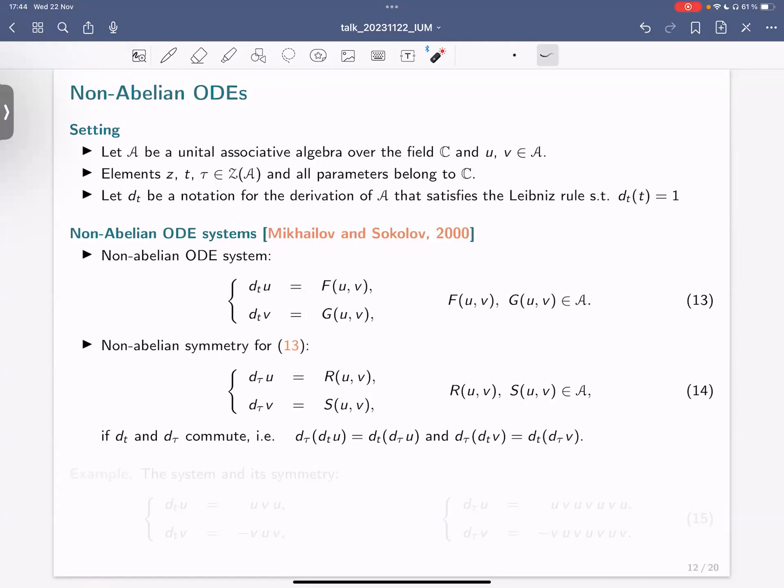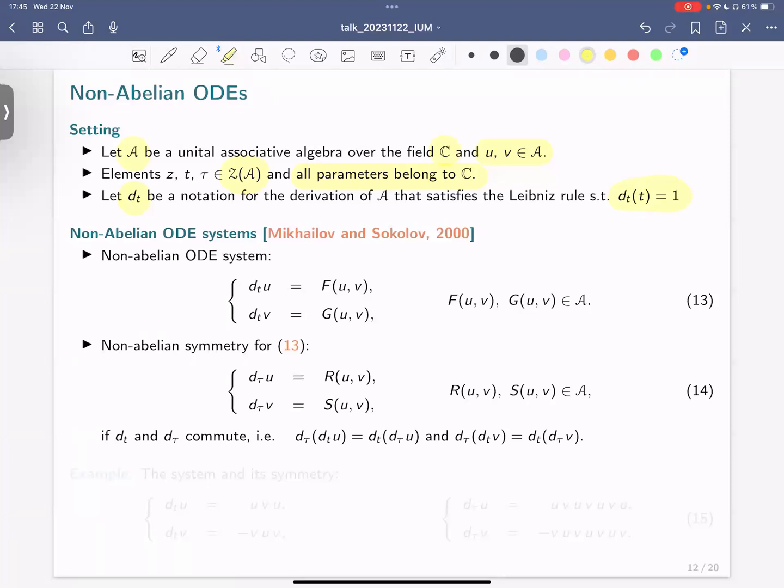So again, in the non-Abelian case, we are going to consider a unital associative algebra A over the field C. We assume that variables u and v belong to this algebra. Let us consider elements z, t, and tau. They are from the center of this algebra. And we also assume that all parameters belong to the field. Since we are going to work with non-Abelian analogues for the ordinary differential equations, we need to equip A with derivation. So let d sub t be notation for the derivation of our algebra A that, as before, satisfies the Leibniz rule and such that d_t of t is equal to 1.